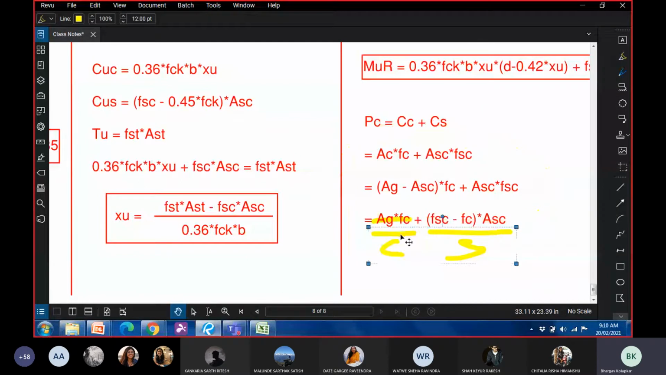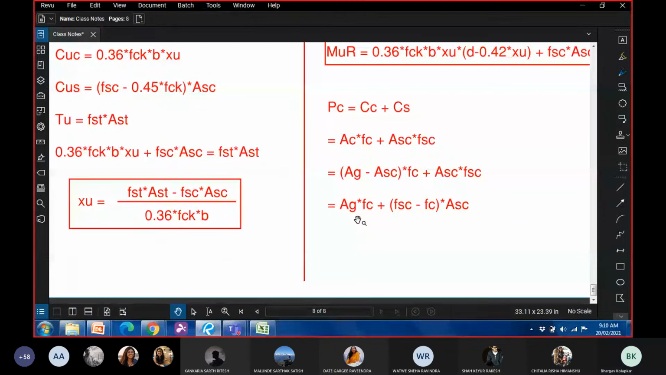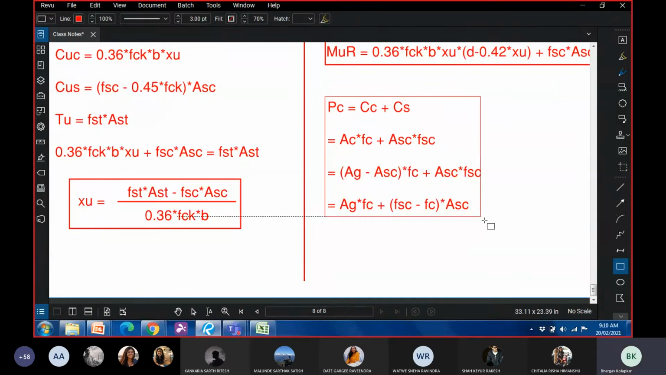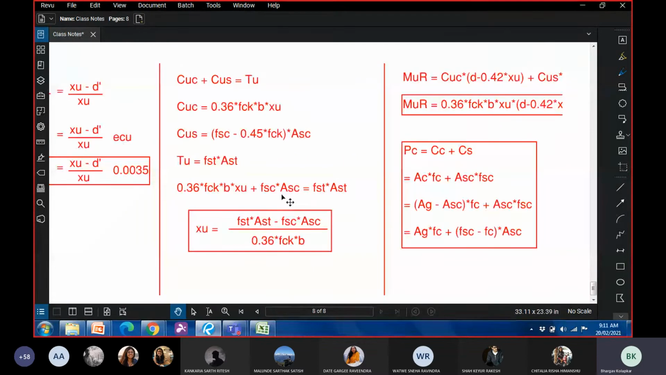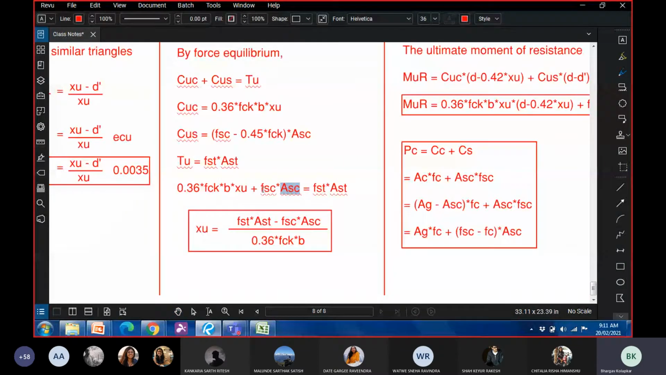If you want it for your understanding, you can also write this down here, but this is not a part of our derivation. This is just for your understanding. So I'll just correct our equation here: FSC minus 0.45 times FCK times ASC.